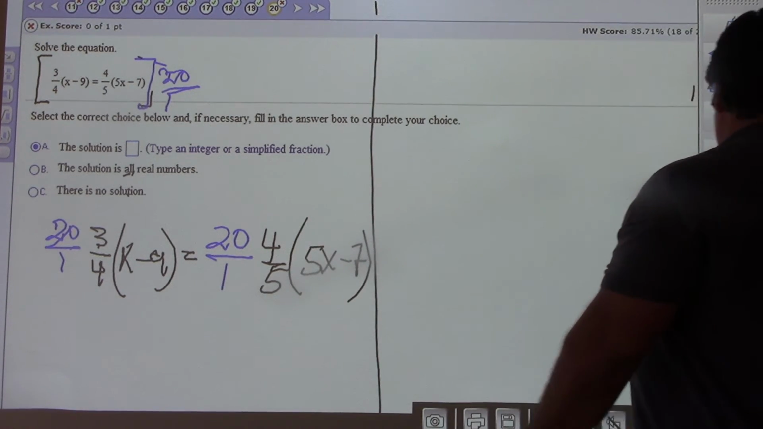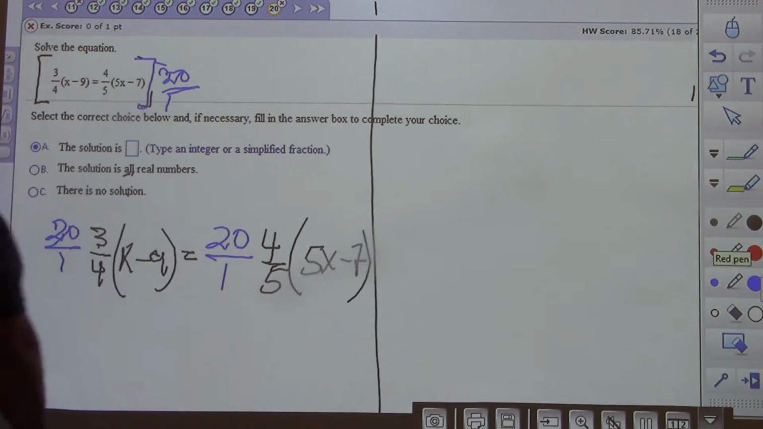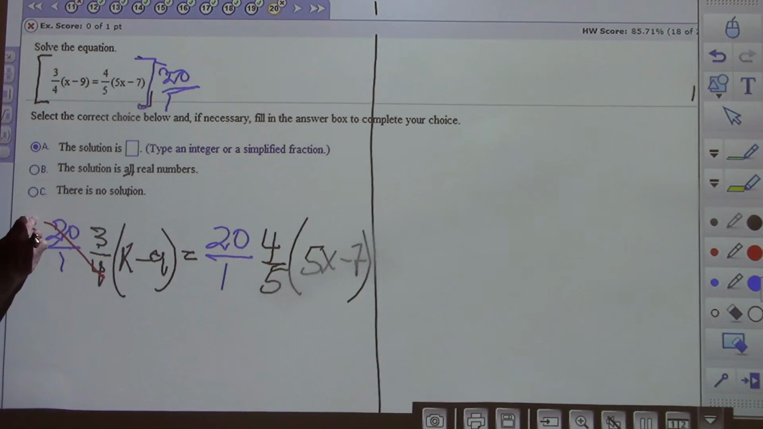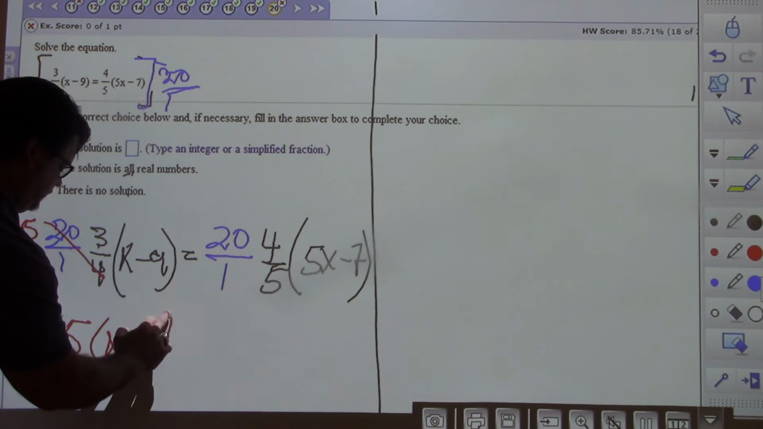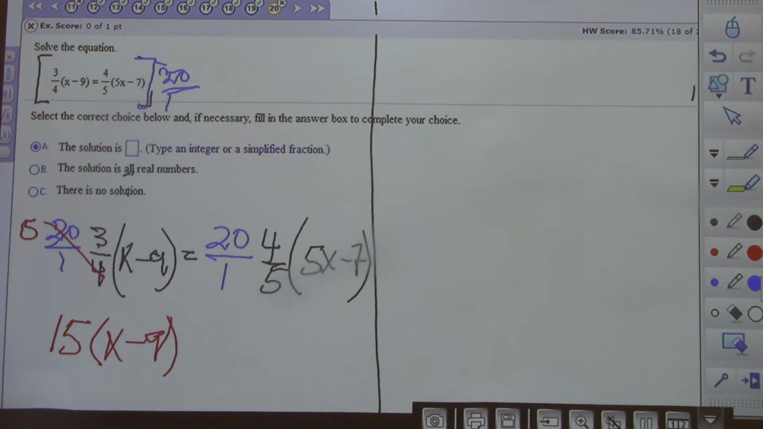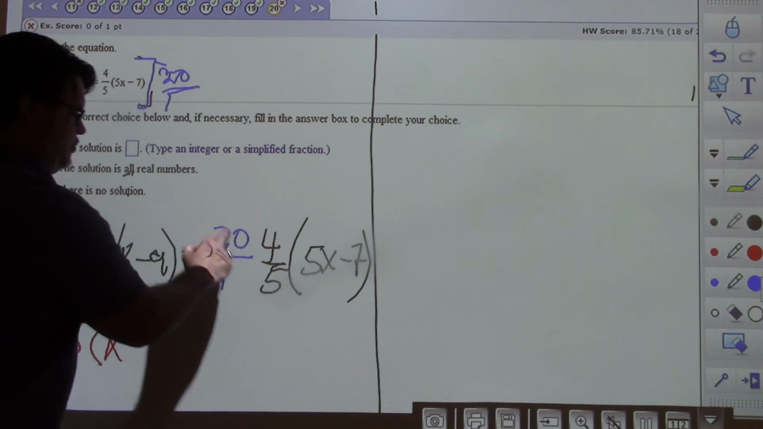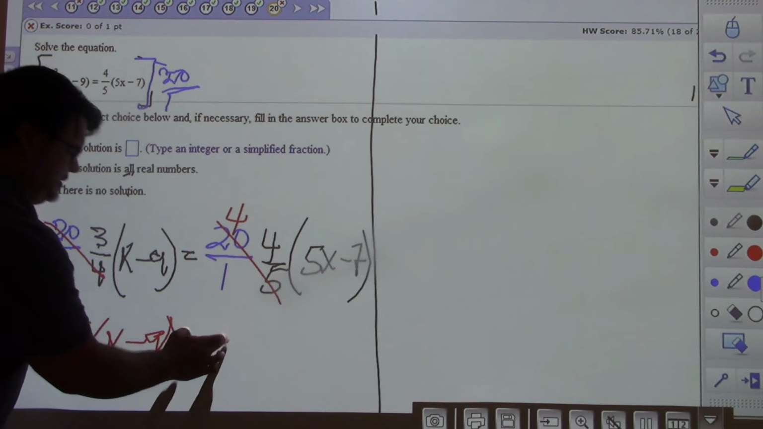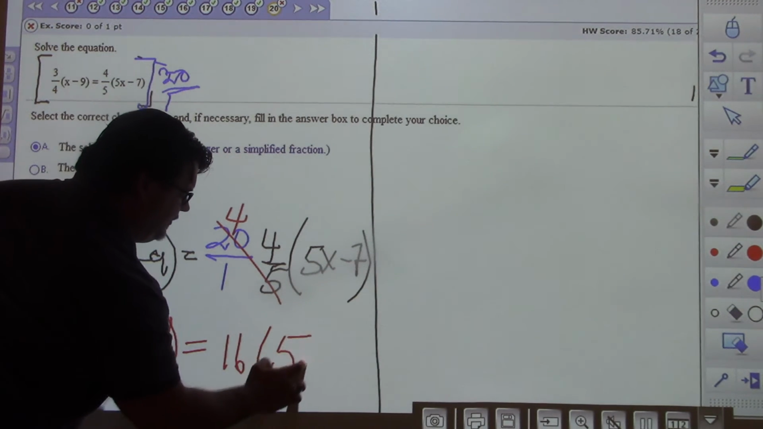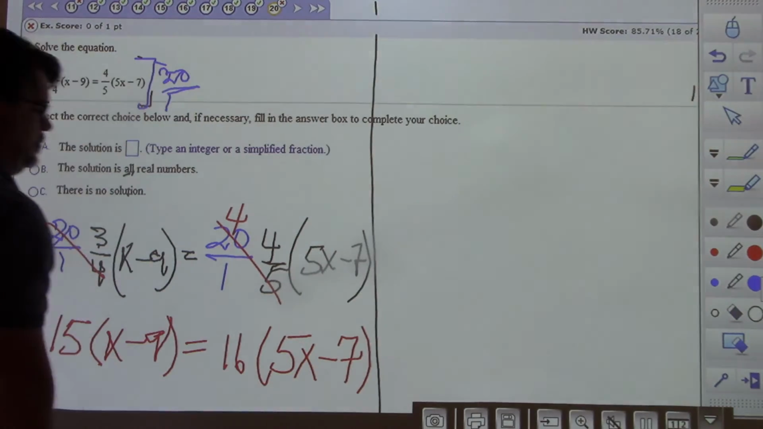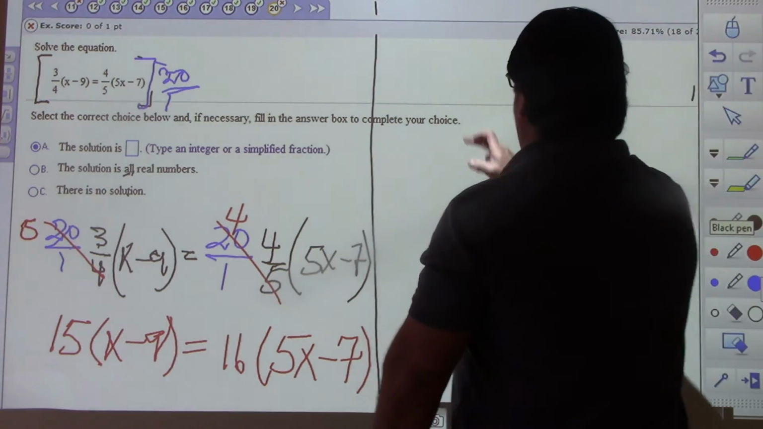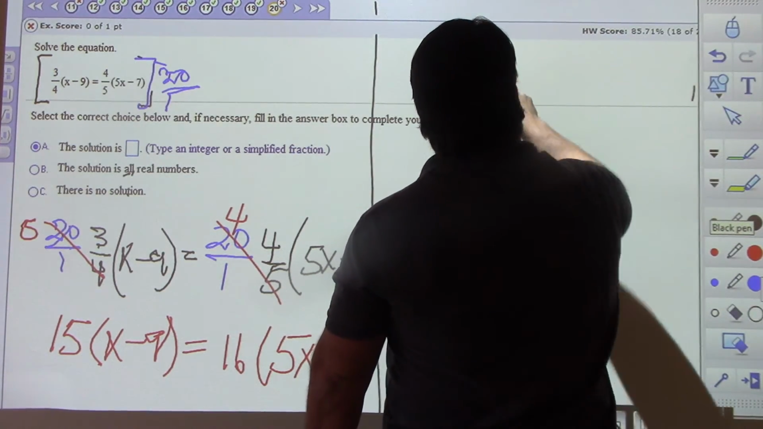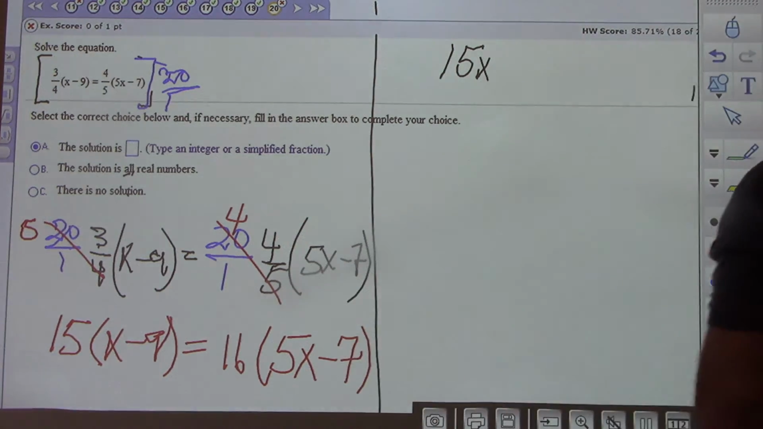All right, shut up. All right, so what is 20 divided by 4? And 5 times 3 is? And x minus 9. And the board does everything to mess up my writing. What's 20 divided by 5? 4 times 4 is 16, times 5x minus 7. Now we're going to distribute the 15. 15 times x, I'll do that one for you. 15x. 15 times 9 is 135, right?